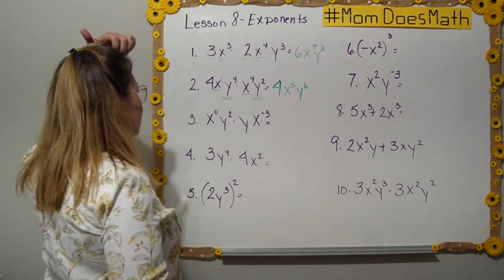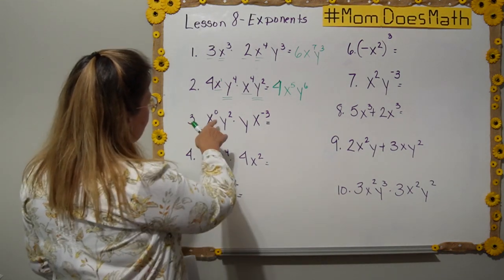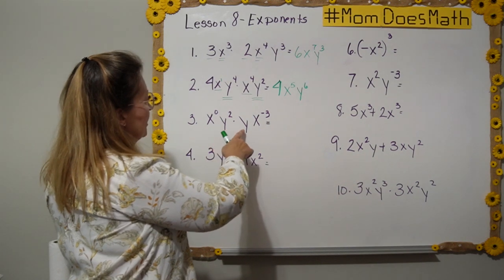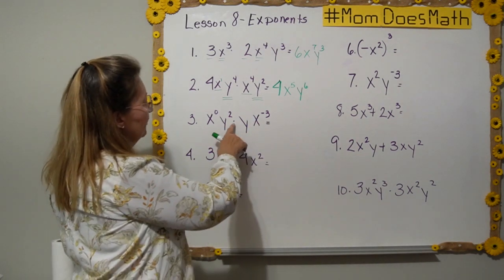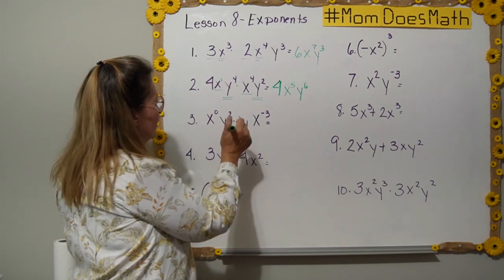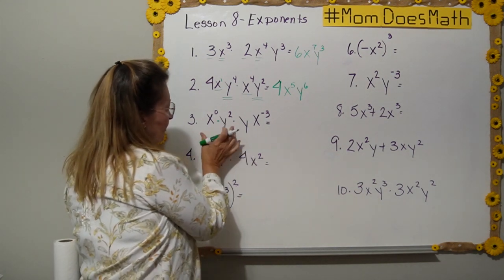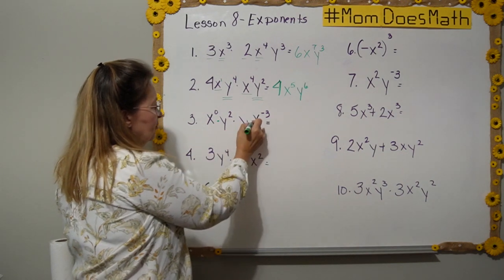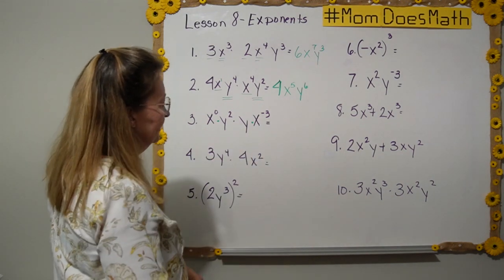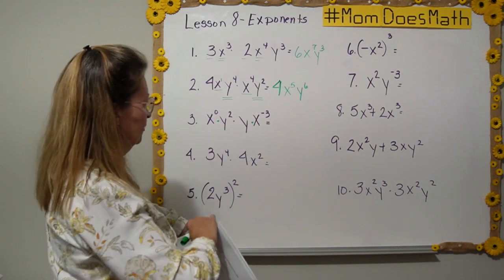Okay, let's look at number 3. I've got x to the 0, y squared times y, x to the negative 3. And even though there's a multiplication sign in here, whenever you have a monomial or a polynomial multiplied times another polynomial, they're all multiplied together. So you just mix and match them.